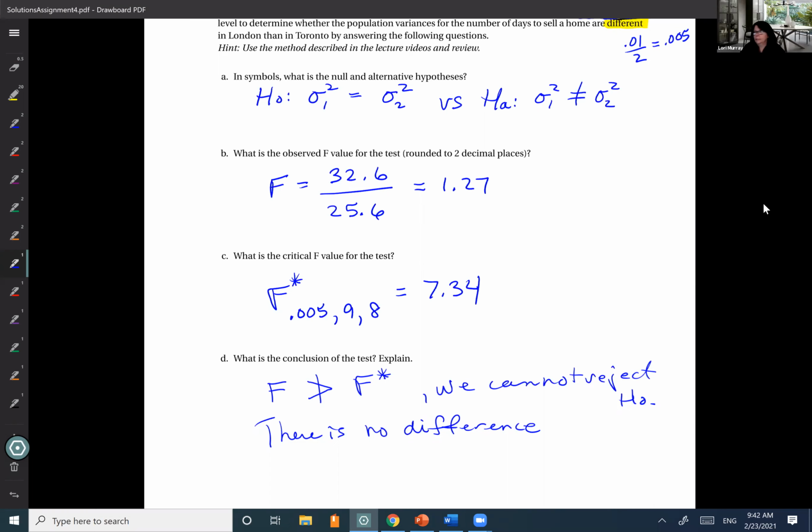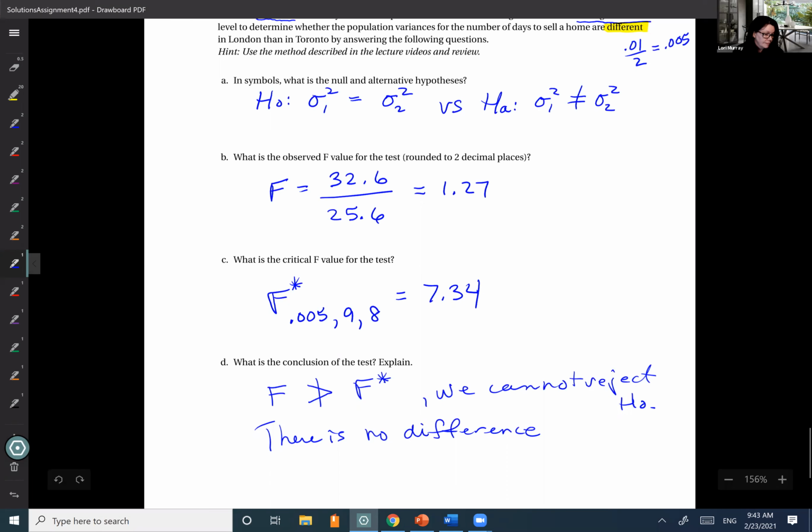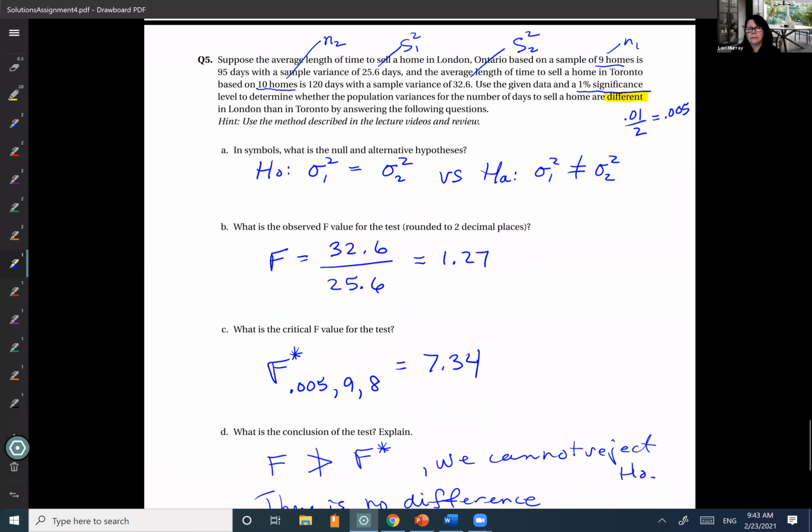Yeah, it's all done. All right, and there was a bonus as well. So we can just say, therefore, we cannot reject the null hypothesis and conclude there is no difference in the population variances between London and Toronto. No difference in terms of the variance in the length of time to sell a home.